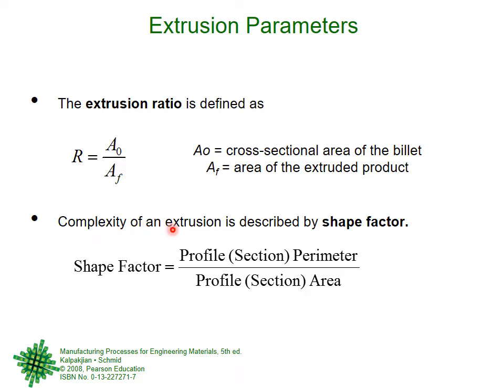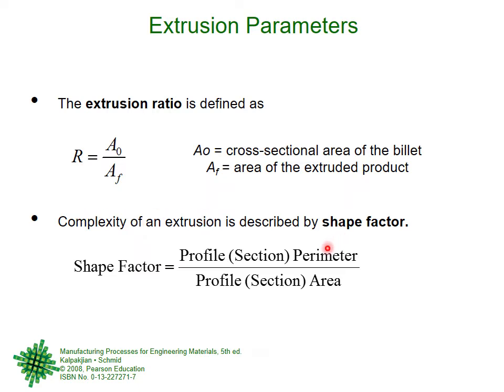And if the die is more complex, it is intuitive. We expect that the extrusion will be very difficult. We will need more forces and there will be more chances of failure. So therefore, before we start to extrude in a new die, we want to find out how complex this shape is. So we define complexity by what is called a shape factor. This equation is called a shape factor, and this is one way of describing how complex your die is.